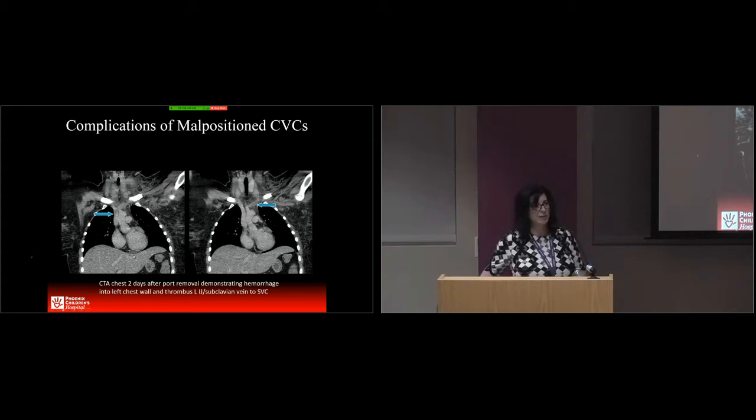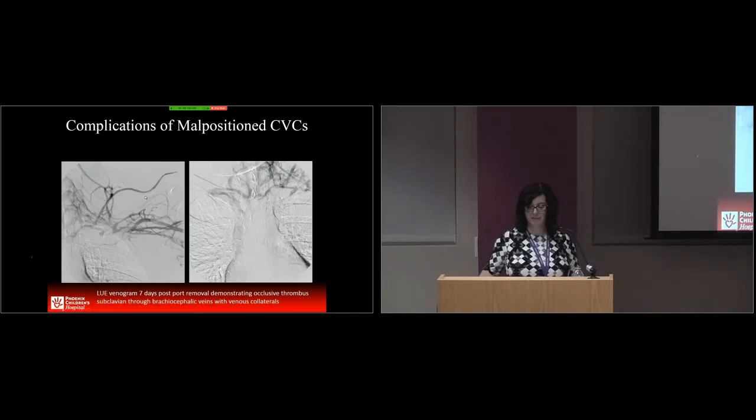After the port was removed, this was an oncology patient, there was bleeding into the chest wall, but there was a repeat CT to look at the anatomy. And you can see the thrombus in the left brachiocephalic vein extending into the SVC, abutting the right lateral wall right along the course of the prior catheter. And then it went into the internal jugular vein.